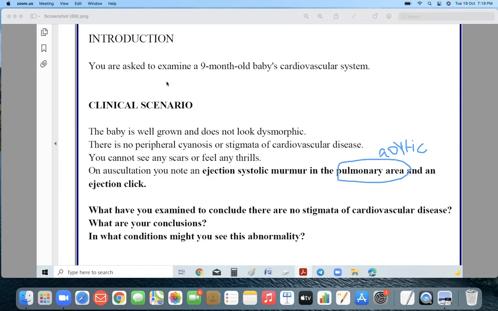Okay, then I will place both my hands and check for the apex. Where is the apex? Left side, right side? Apex is on the left side, in the 6th intercostal space, in the mid-axillary line. Okay, then I would like to check the character of the apex. Is it a forceful, heaving character? No, no.